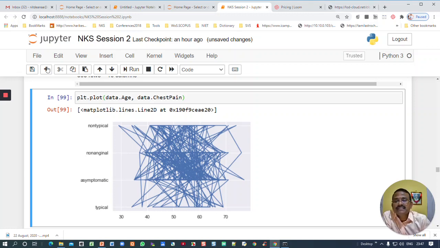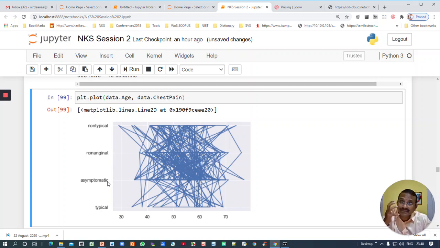Clear? So that is chest pain, with different categories of chest pain there. You know what that means. Non-typical chest pain means it's not a chest pain, but it seems to be muscle pain. Non-anginal chest pain means no heart complication, but it seems like a pain.